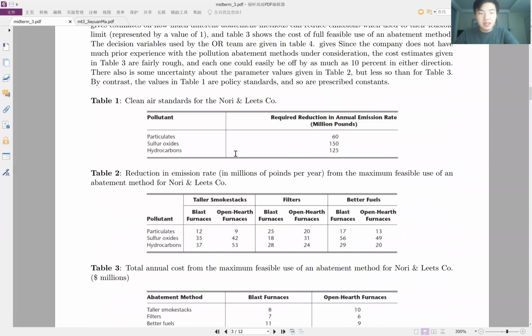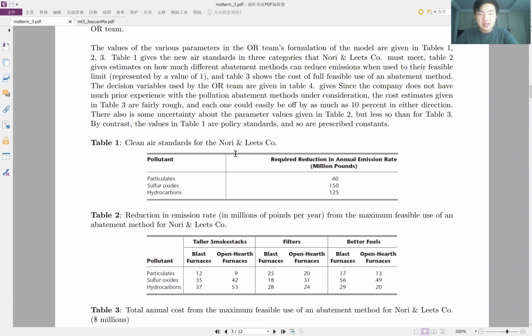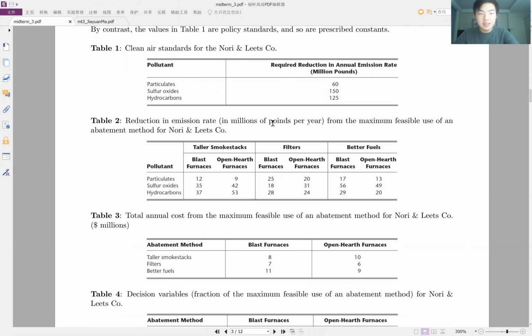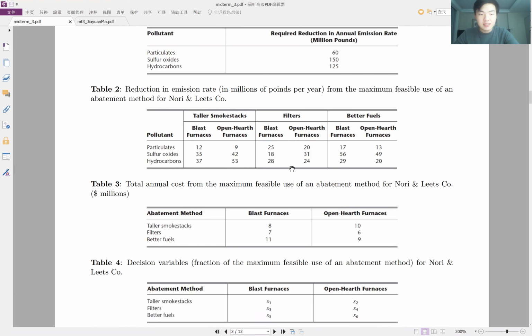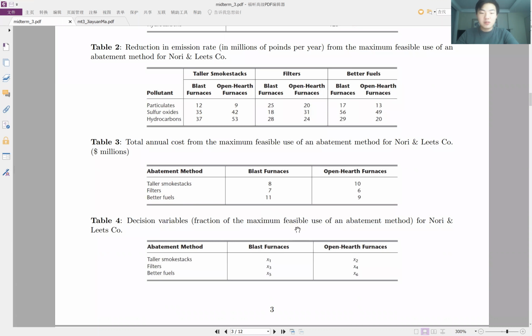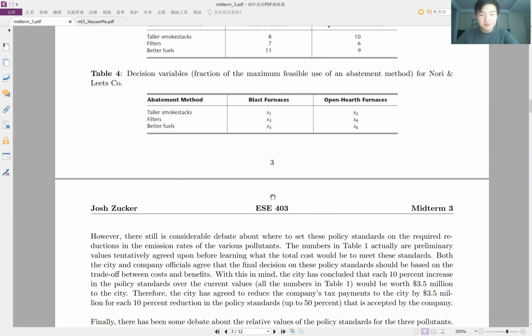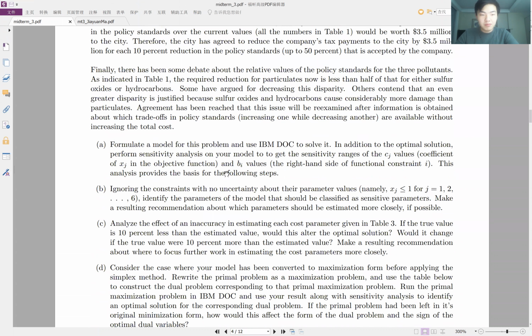The problem is about a company that is required to meet the standard of reduction in annual emission rate of 3 pollutants. Here we have 4 tables. Table 1 is about the required reduction rates from the policy. Table 2 is the efficiencies of reductions for 6 different approaches, table 3 is their corresponding costs, and table 4 is the variable names used for these 6 approaches respectively. And so let's see the problem part.